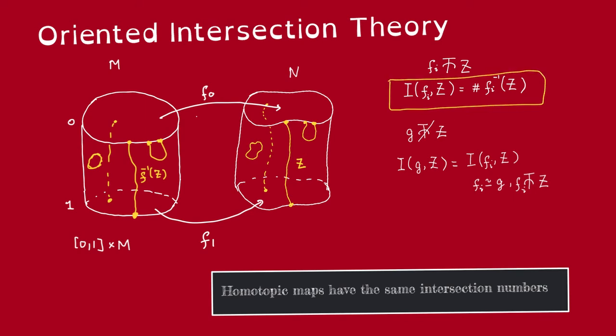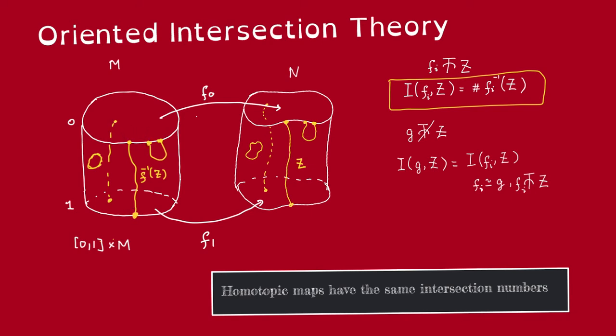For example, in this picture, F0 and F1 are homotopic. Here, this is a copy of M and this is another copy of M. And we have a homotopy here, big F here, sending this whole product right into N. But observe here that the intersection number of F0 with Z is 4, right, corresponding to these 4 points here, whereas the intersection number of F1 with Z is just 2. So they are not equal.